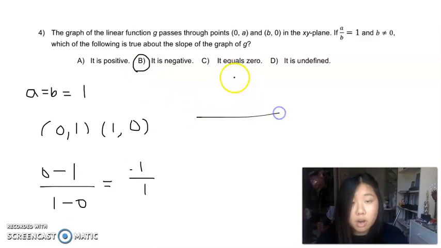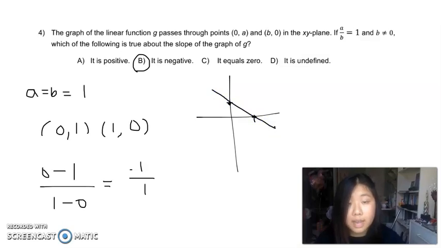And if you chose to draw this out, you would have 0, 1, so a point right here, or 0, 1 is here, I'm sorry, and 1, 0, which is here. And if you connect these 2 points, you would see that the line is going down as we look to the right, which we talked about before is negative.